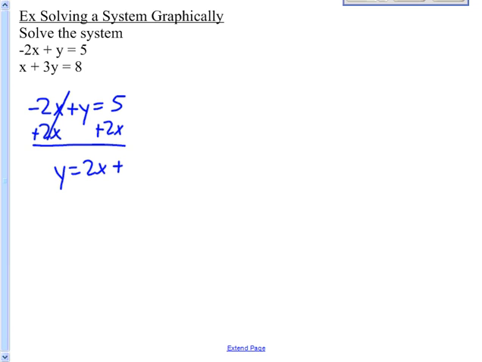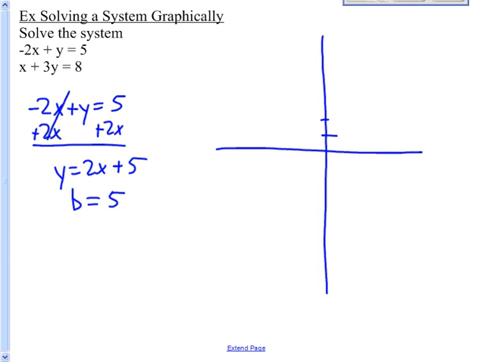So let's solve this system by graphing: -2x plus y equals 5 and x plus 3y equals 8. We're going to approach this by solving for y first of all. So let's put it in y equals mx plus b form and graph this thing. Let's see what it looks like. y equals 2x plus 5. So my y-intercept is 5. I start there: 1, 2, 3, 4, 5, right there. And my slope, my rise over run, is 2, or 2 over 1.